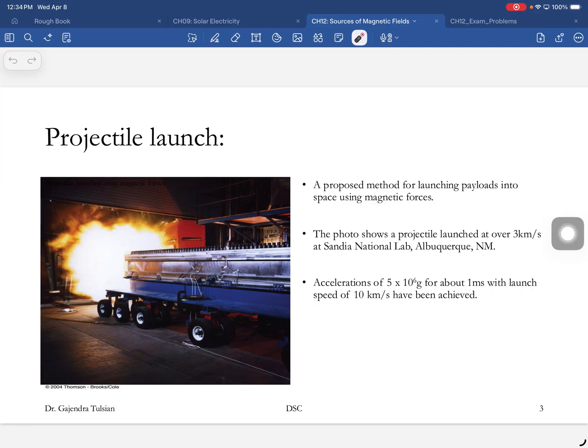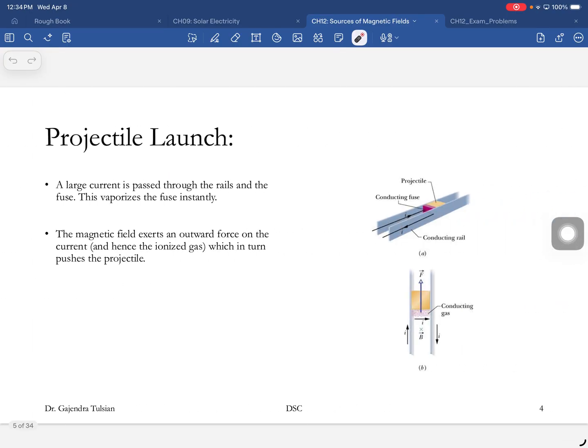All right. This is an electromagnetic gun, but we'll come to that in a second.